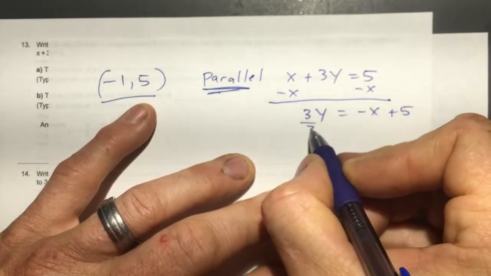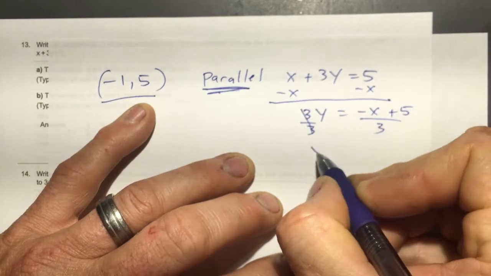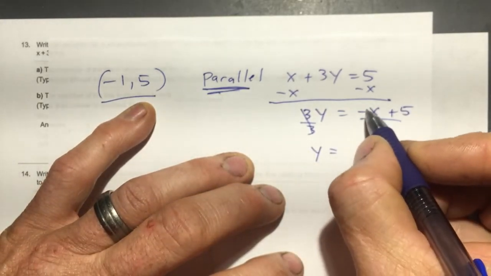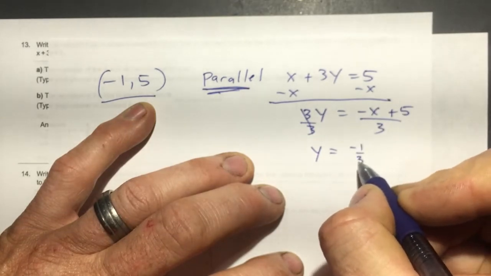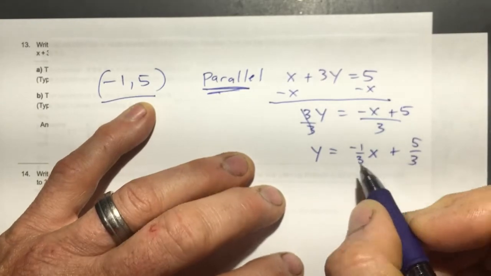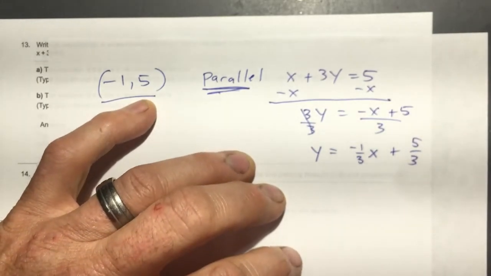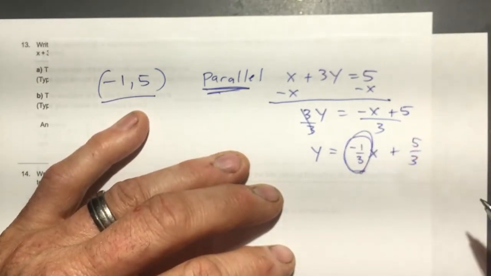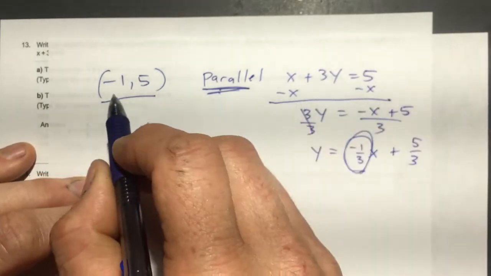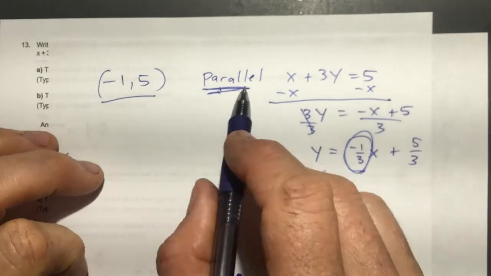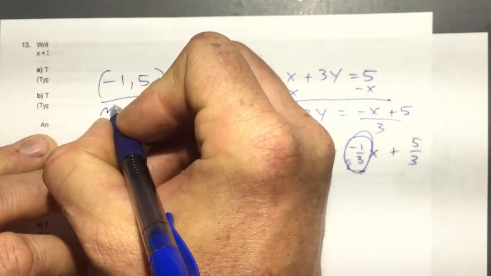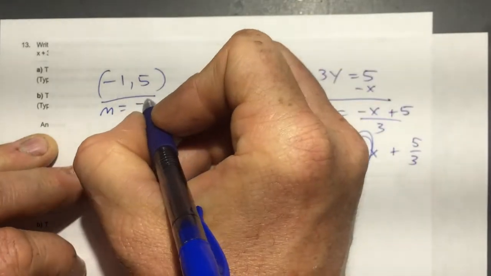All right, then I have to divide by 3. When I do that, I need to split this up. So this is going to be negative 1 over 3 times x plus 5 over 3. I split those up, and there you go. Now it's slope-intercept form. And here's my slope right there. Which means it's parallel to this. So this line I'm wanting to make is parallel to this line. And this line has a slope of negative 1/3, which means this line will also have a slope of negative 1/3.